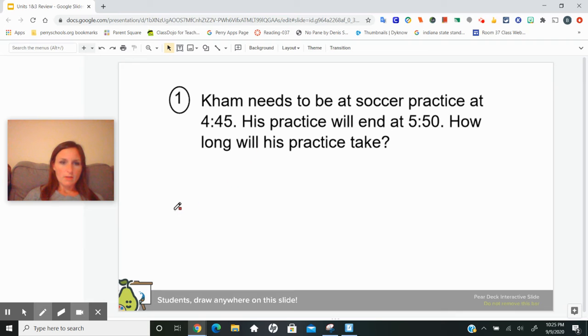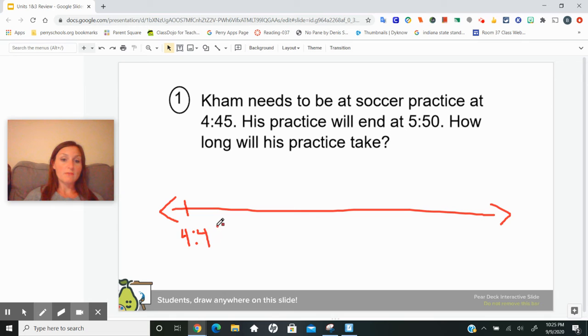So I have to think, all right, first I'm going to make my open number line. Okay, that's always a good starting point. And I have to think, okay, what time does it start? Because he has to be there at 4:45. So I'm going to write that time. So I know when it started, 4:45.